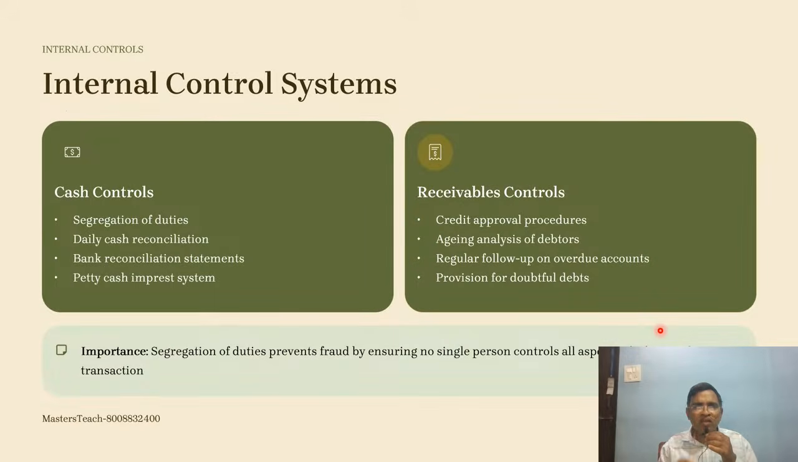Okay, then internal control. In the internal control system, one is cash control and the other is receivable controls. Here there is segregation of duties, daily cash reconciliation, bank reconciliation statement, and the petty cash imprest system. These are the cash controls, whereas receivable controls are credit approval procedure, aging analysis of debtors, regular follow-up on overdue accounts, and provision for doubtful debts. So this is the thing.